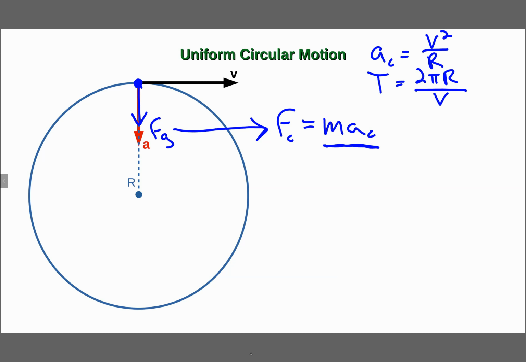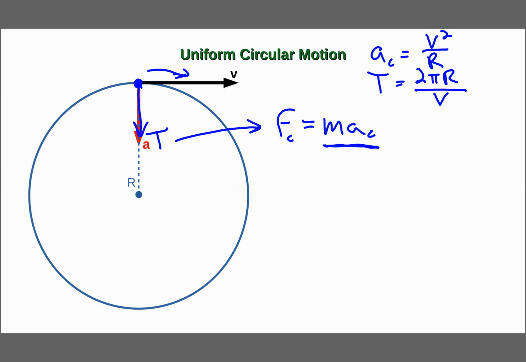So if we had, say, a ball on a string instead, going in this circular path like this, okay? Then the string here, tension, would provide the centripetal force, okay? The ball wants to fly straight, but the string keeps pulling it toward the center of the circle and forcing it to turn.